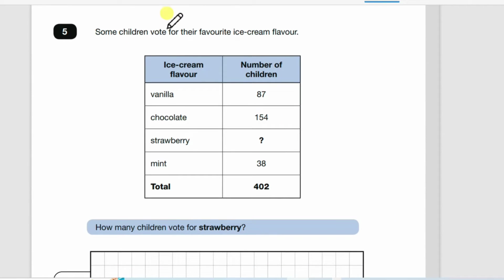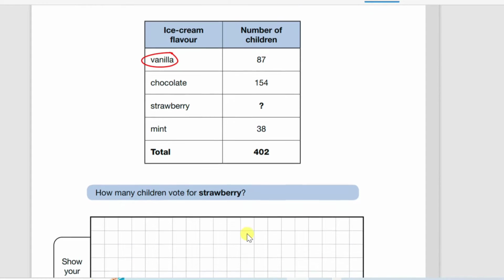So 5. Some children vote for their favorite ice cream color. So let's have a look. So you've got ice cream colors, you've got vanilla, chocolate, strawberry, mint. So what is your favorite, guys? Out of this selection, mine is definitely vanilla. Seems like everybody loves chocolate though. My second favorite would be strawberry. If that was banana, that would be my favorite.